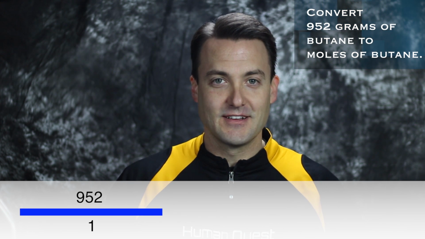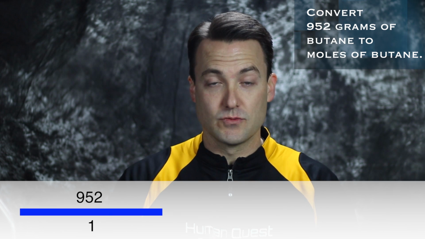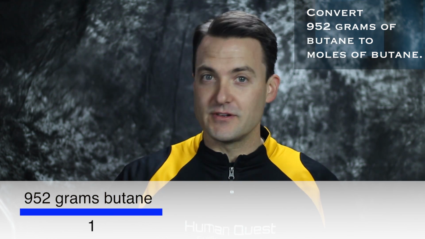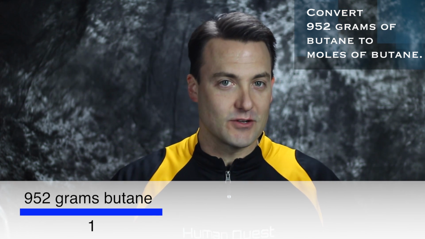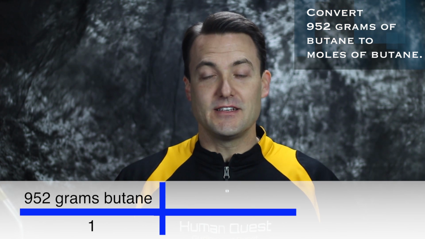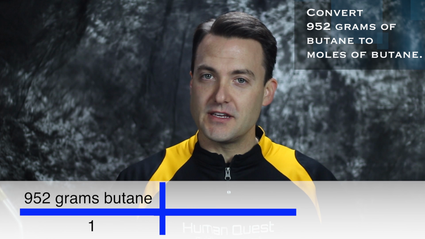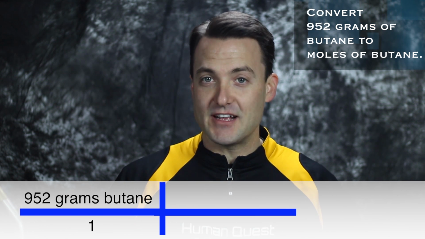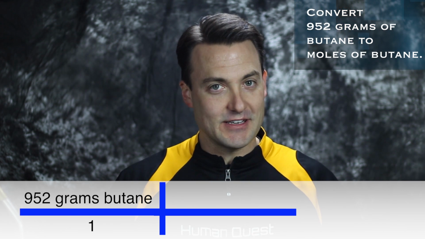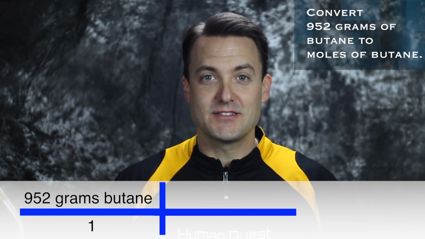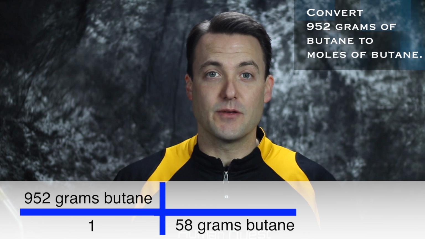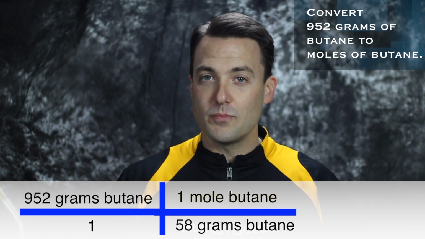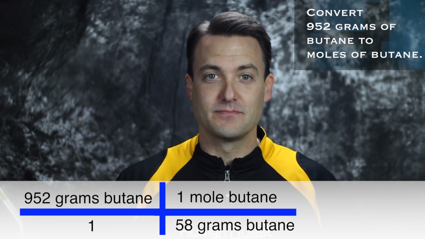That's not tough. Then you make sure to write the units. Remember, we have 952 grams of butane. Then you make a cross. Easy so far. The cross gives you a place for your molar mass to be written as a fraction and keeps everything neat. You write the molar mass so that the 58 gram part is on the bottom and the 1 mole part is on the top.